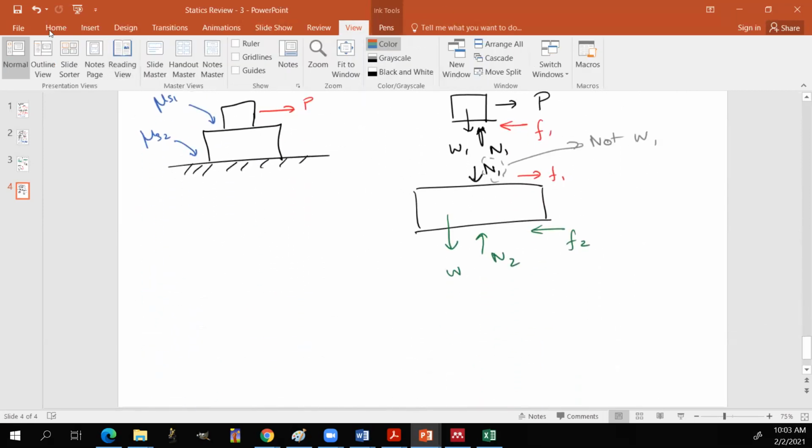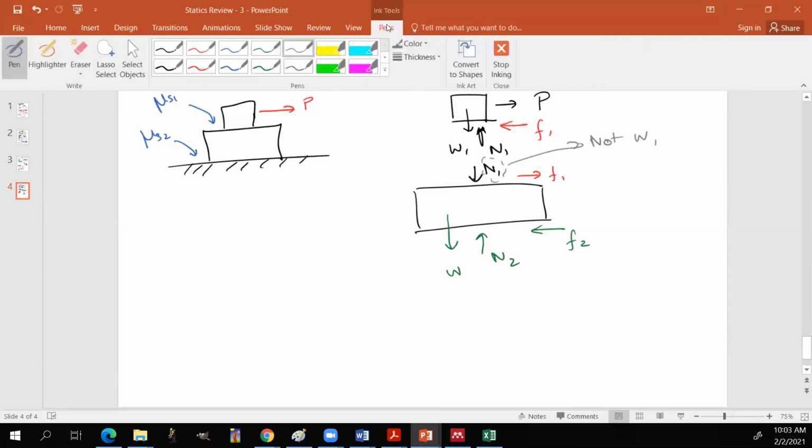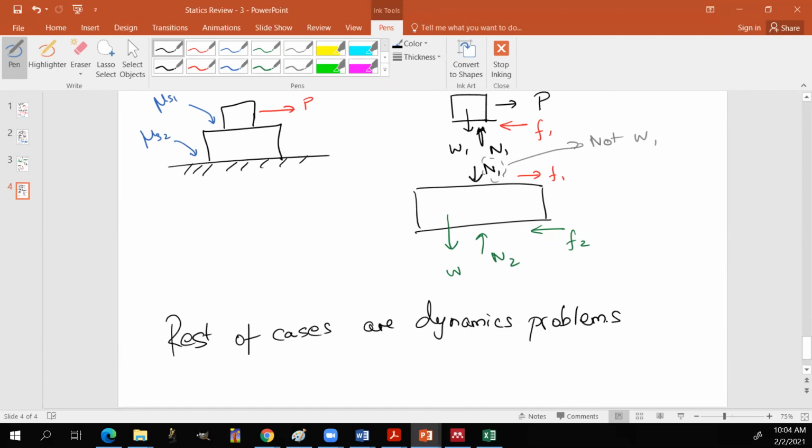For everything else, you guys are in the class to learn it. The rest of the cases are dynamics problems, which we will become very familiar with when we look at the kinetics in a couple of weeks. Lovely. So that was the theory part. Let me switch gears here.